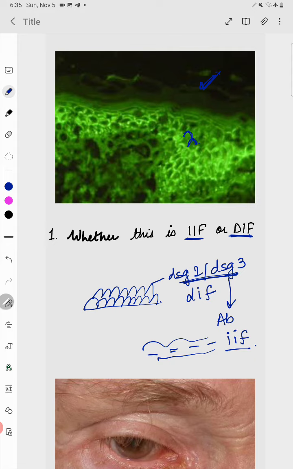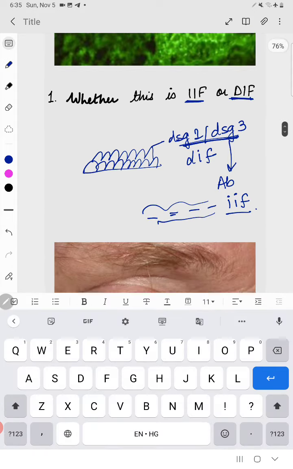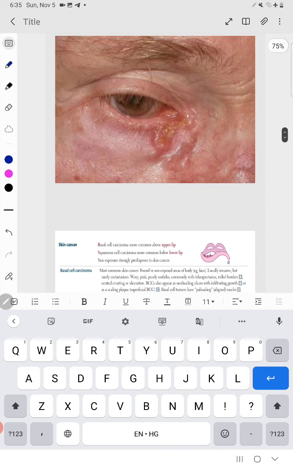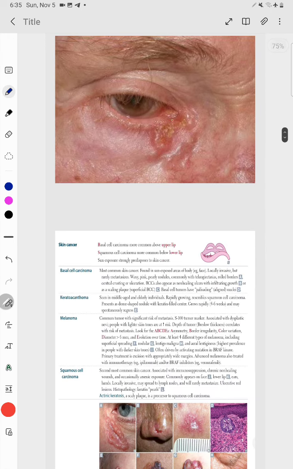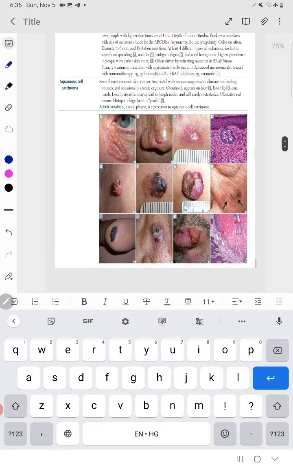So this is a DIF image that had been given, and the question that was asked is what I've told you. Now there was an image where there was an ulcerated lesion. I don't know whether it was on the tip of the nose or near the medial canthus, but they had asked whether it was a BCC or an SCC. Let's try to understand this.